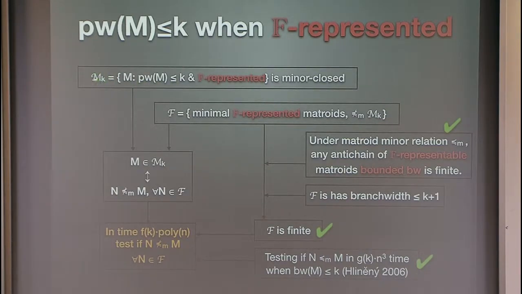Now M_K is the set of all matroids whose pathwidth is at most K and which are F-representable. And this is again minor closed. And now consider the set F of minimal F-representable matroids not in M_K. And from these two, we have this relation. And again, it was already proved by Geelen, Gerards and Whittle some time ago that under the matroid minor relation, any antichain of F-representable matroids which has bounded branch width is finite.